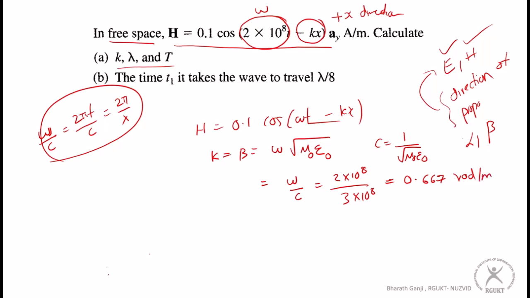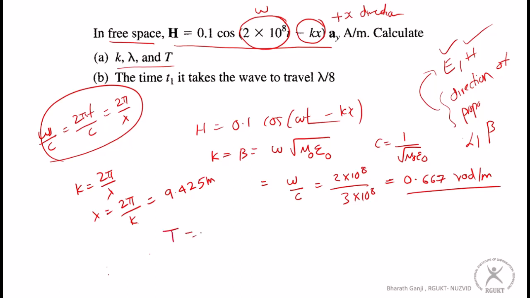So what about lambda? Because you have k, you can calculate lambda, because k is nothing but 2 pi by lambda, or lambda is 2 pi by k. So you have the value of k. If you substitute it, you get an answer like 9.425 meters. So what is the time period?